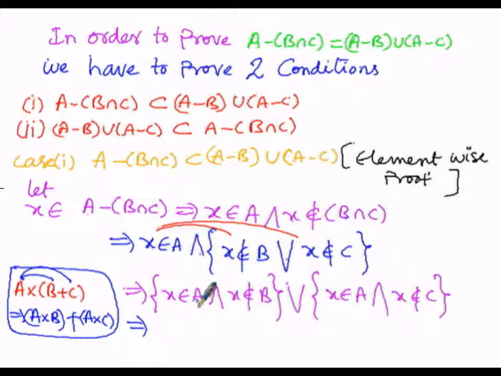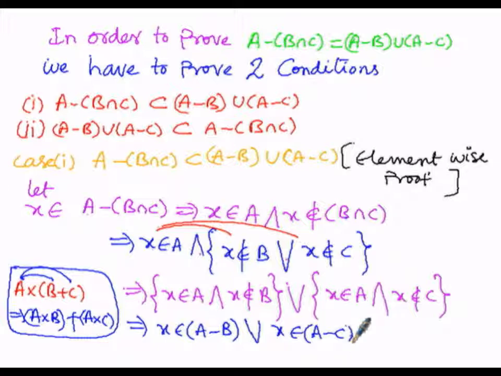X is belonging to A, present in A, and X is not present in B. So B is subtracted from A. So we can write it as X belongs to A minus B, since does not belong means we subtract. In the similar manner, X belongs to A and X does not belong to C can be written as X belongs to A minus C, since does not belong to means we have to subtract this particular C.